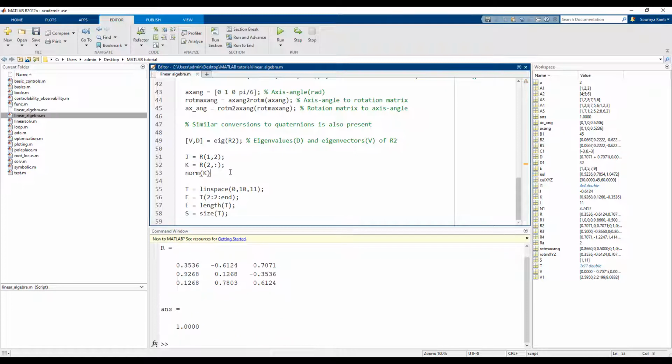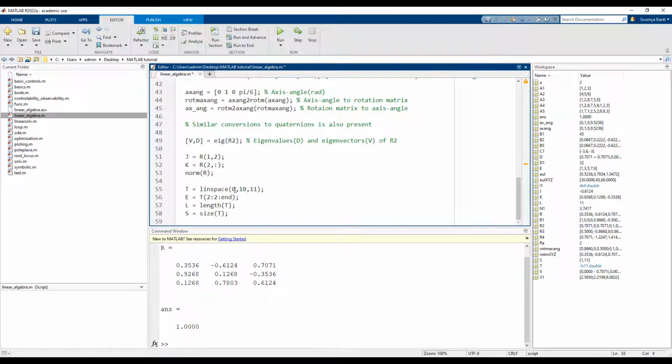Again, this is just the norm. You can always find the norm of a vector. Like here, if I do R, you can see that the L2 norm of that particular one comes out to be 1. So this was it.